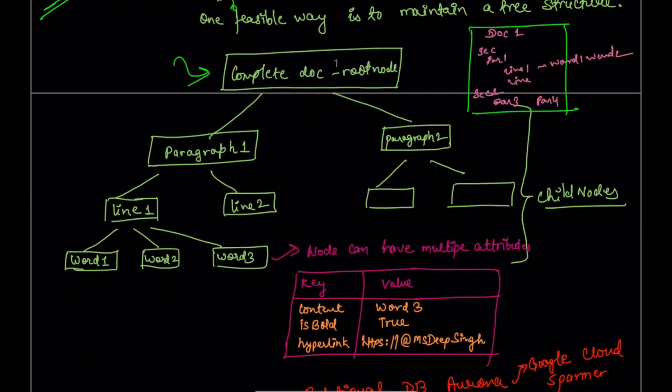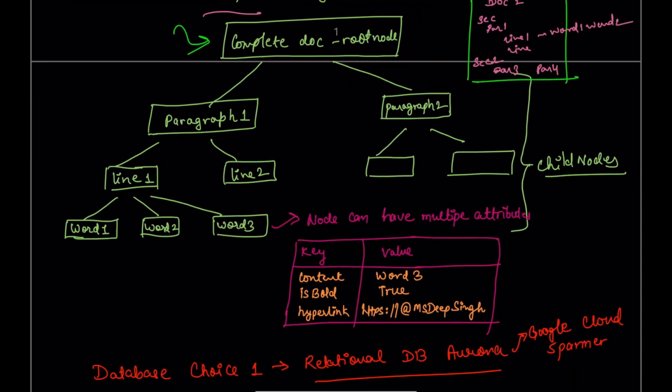So how you want to store it is one way. I don't have complete documentation or references where I can say this is the exact way Google Docs is designed, but this is one way to go about it, as I thought about it. At the root node you are storing the complete document. Then you have divided this. Let's move in a bottom-up manner. Each leaf node represents the words.